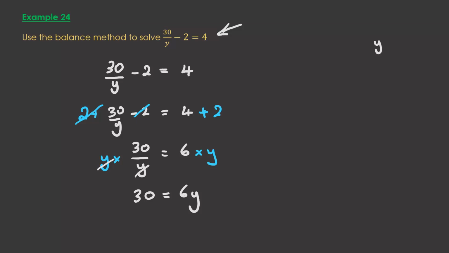And now, because I like to have the variable on the left, I would just write it the other way round, and clearly if 30 is the same as 6y, 6y is the same as 30. And then we can just divide both sides by 6. Doing that gives me y on this side and 5 on the other side.